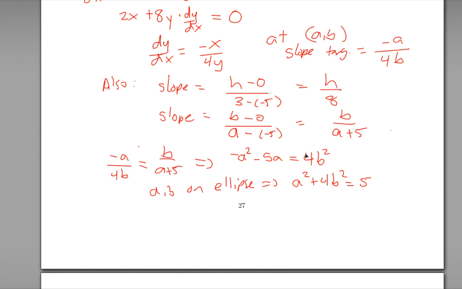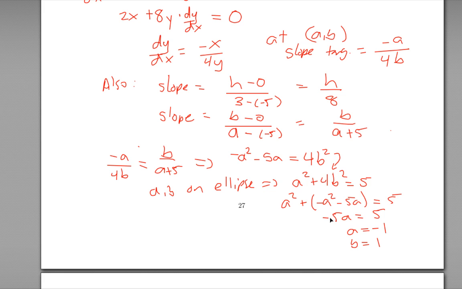So because we know from our slope stuff that 4b squared has got to be equal to negative a squared minus 5a, we can plug in this 4b squared for that 4b squared, and we know that a squared plus negative a squared minus 5a has got to be equal to 5. That a squared cancels out with that a squared, and you get negative 5a has got to be equal to 5, which means a has got to be equal to negative 1. And if we go back up and check this, if we put in a equals negative 1, what we end up with also is b is equal to 1.